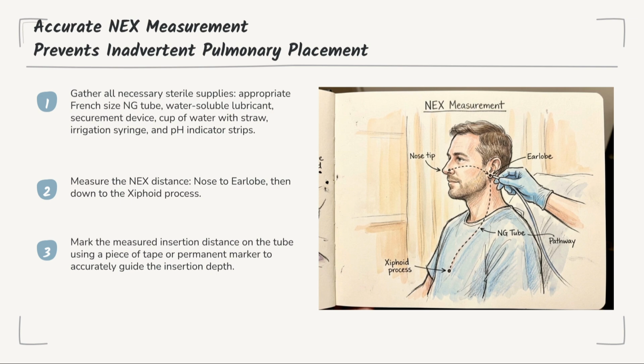Accurate measurement is critical to prevent complications. First, gather all necessary sterile supplies. Then, measure the NEX distance from the nose to the earlobe and down to the xiphoid process. Mark this specific distance on the tube to ensure correct insertion depth.